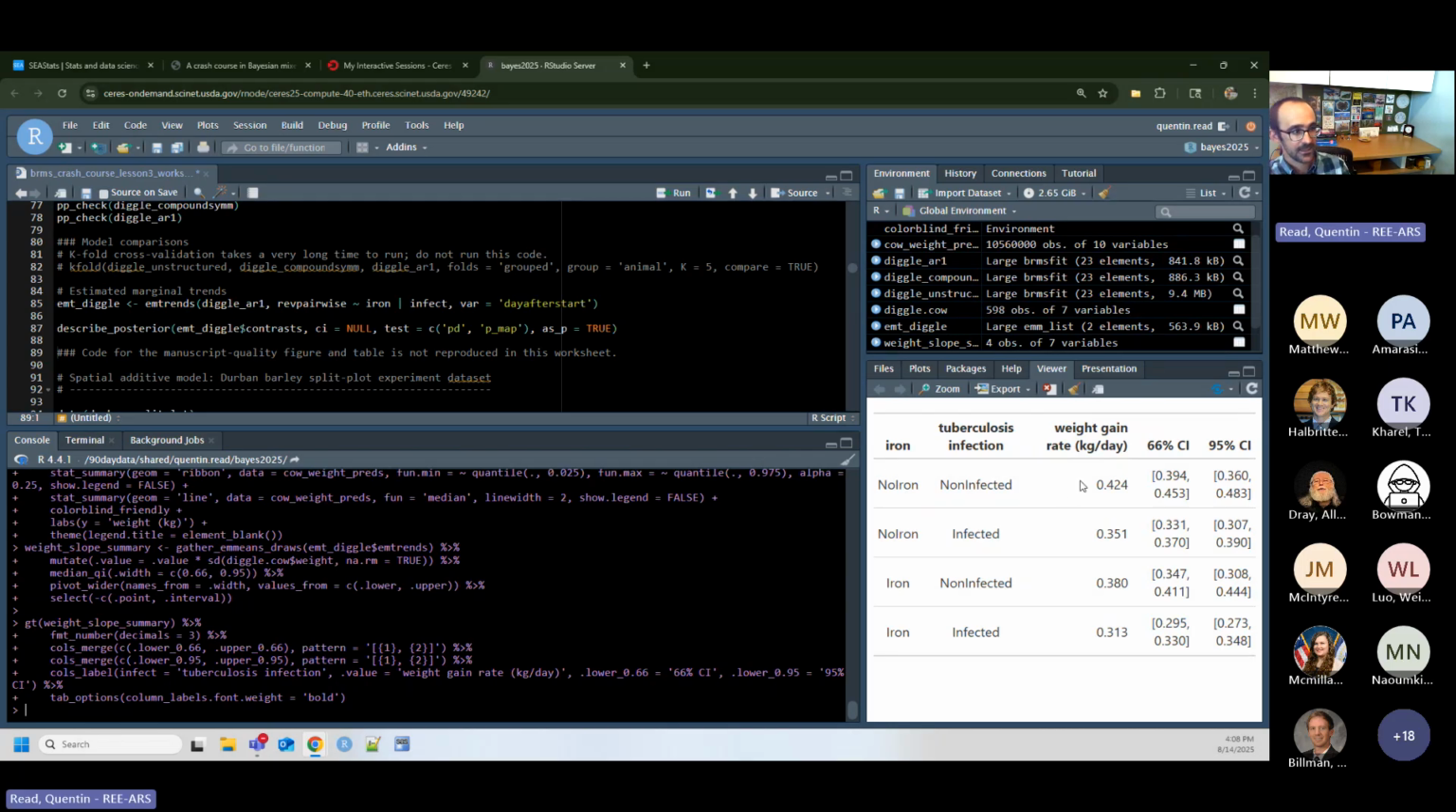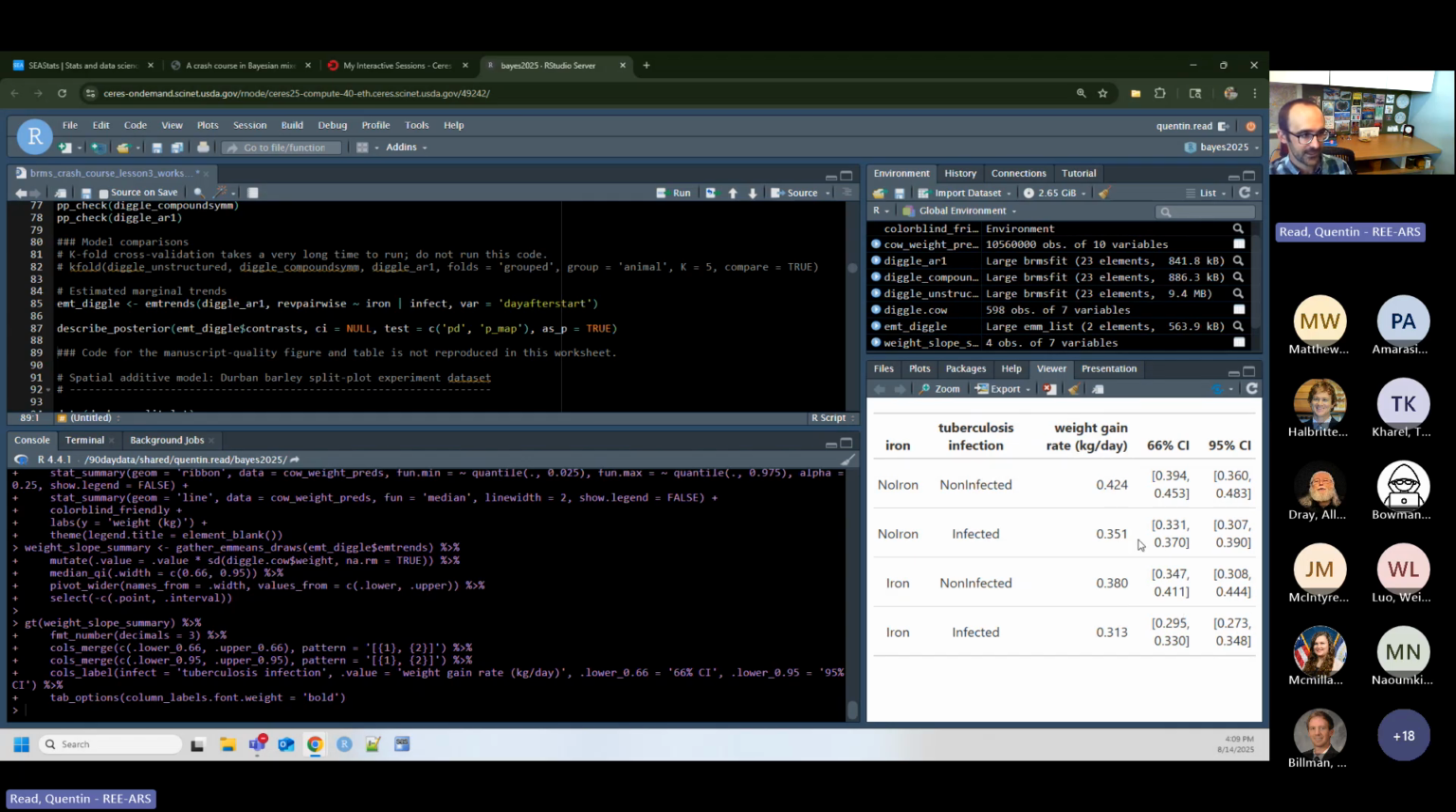Yeah, so you can see that I've included the 4 treatment combinations. This is the slope back in units of kilograms per day. So this is actually an understandable unit. And I've given different credible intervals for them, 66 and 95, which I often like to use because 66 is roughly 1 standard deviation and 95 is roughly 2 standard deviations. And just eyeballing it, they're all around between 0.3 to 0.4.